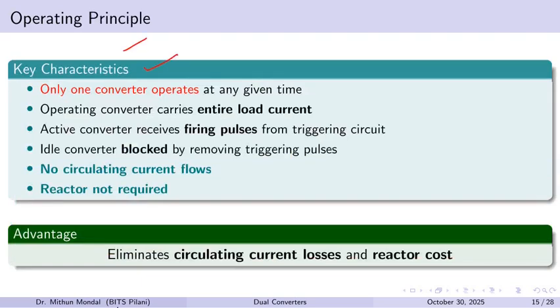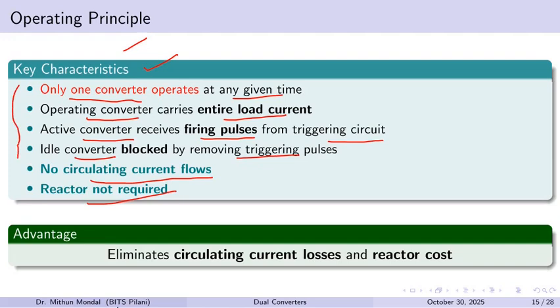So the key characteristic is that only one converter operates at any given time. The operating converter will carry the entire load current, and the active converter will receive the firing pulses from the triggering circuit. The idle converter is blocked by removing the triggering pulses. So no circulating current will flow and the reactor is not required. These are the key characteristics of the operating principle. The advantage we get is that it eliminates the circulating current losses and also the reactor cost involved.